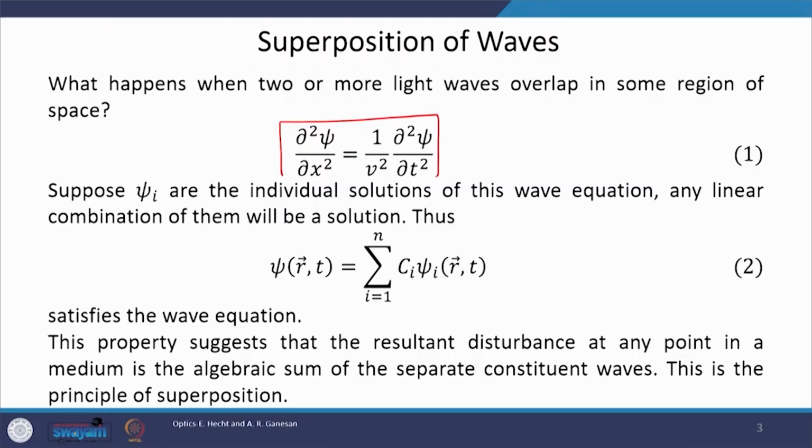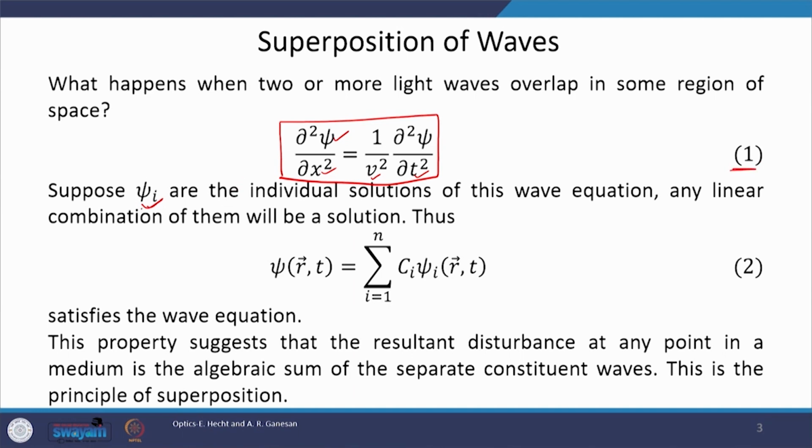Now we know that the dynamics of a wave is governed by the wave equation, and this is the expression for a wave equation in 1D, where psi is the wave function, x is the direction of propagation, t is the time, and v is the velocity of the wave in the medium. Now suppose there are n number of waves which are overlapping in time and space both. Say psi 1 is the wave function for one of such waves, and this psi 1 would be the solution of this wave equation 1.